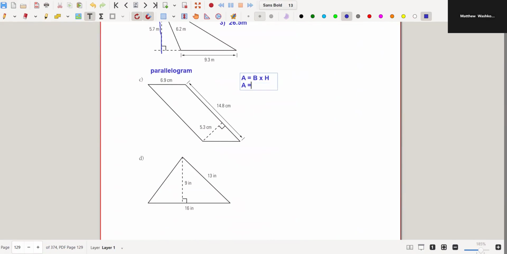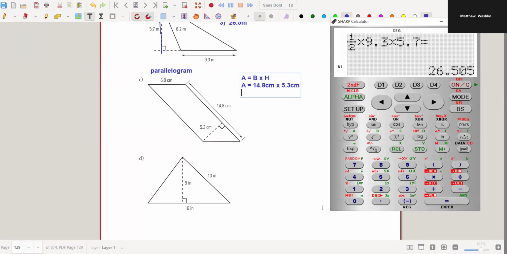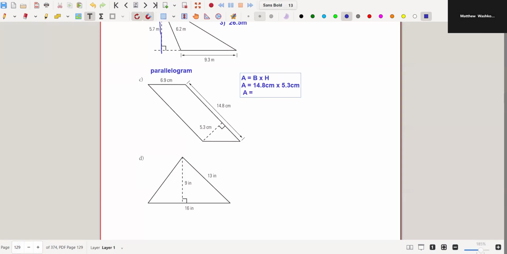My base is 14.8 centimeters. My height is, is it 6.9? Is it 5.3? It's 5.3 because it goes straight up. 5.3 centimeters. 14.8 times 5.3, 78.44. 78.44 centimeters squared.